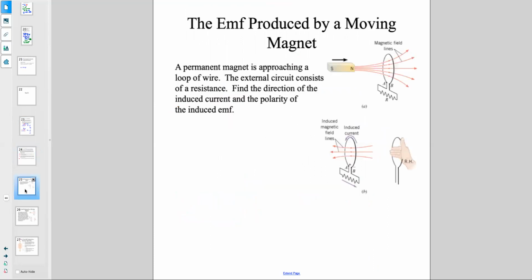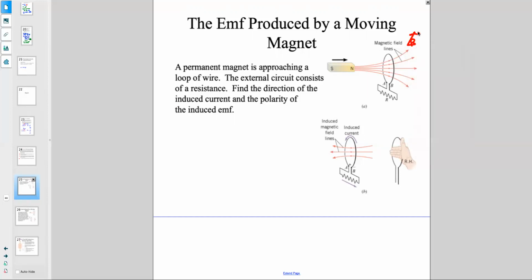EMF produced by a moving magnet. We talked about it in part 1 a little bit, so let's go over it one more time. I have a bar magnet here. South pole is here, north pole is right there, and this is getting closer to this loop. When this gets closer to the loop, I have all of these magnetic field lines.